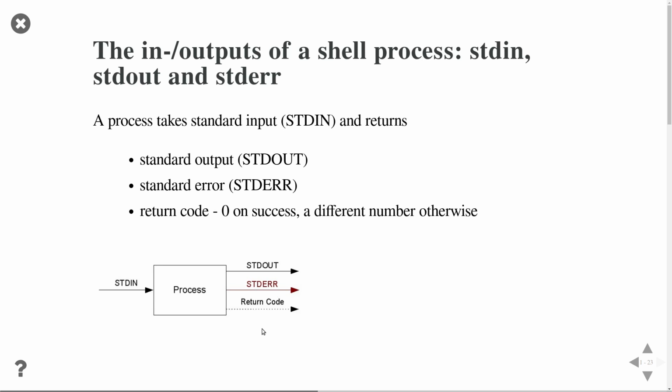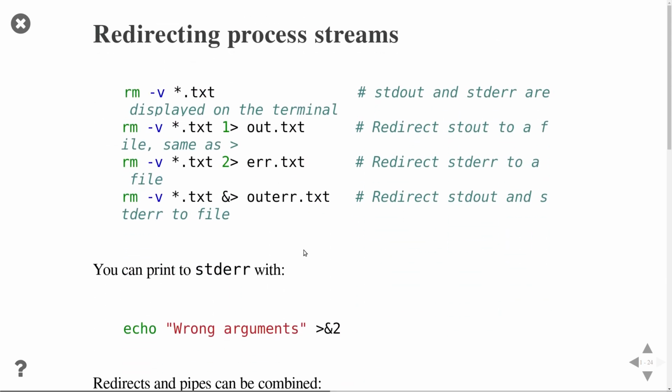And then there's an error code, which we already used sometimes. It's the $? variable that you can evaluate. That error code is typically 0 if the command was successful, or non-zero if it was not successful. Now I will show you how you can differentiate between these different outputs, the standard output and the standard error, which can often be useful. That's done by so-called redirecting the process streams.